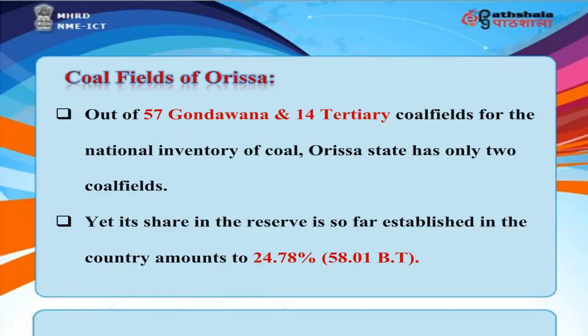Coalfields of Orissa. Out of 57 Gondwana and 14 tertiary coalfields for the National Inventory of Coal, Orissa state has only 2 coalfields. Yet, its share in the reserve so far established in the country amounts to 24.78% or 58.01 billion tons.